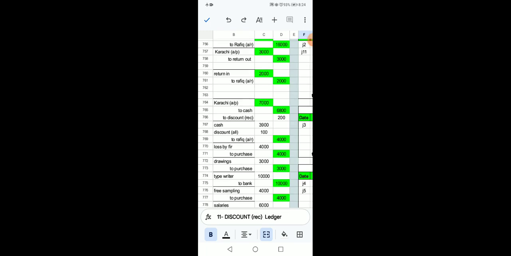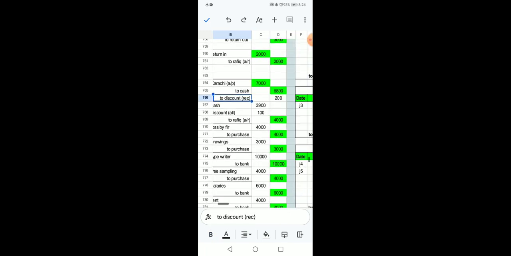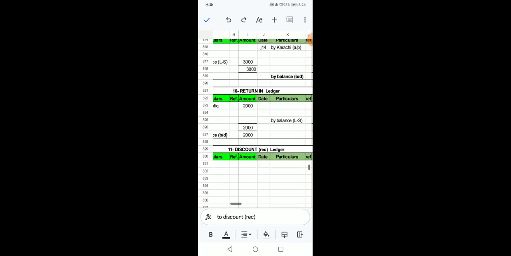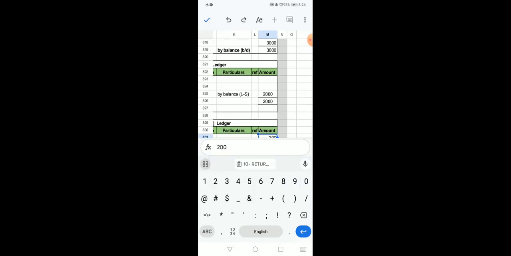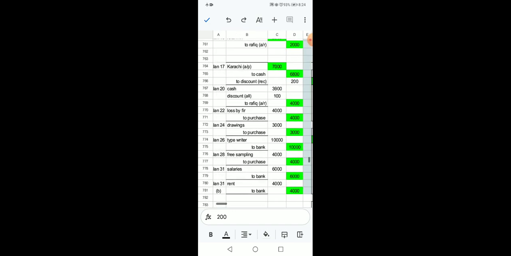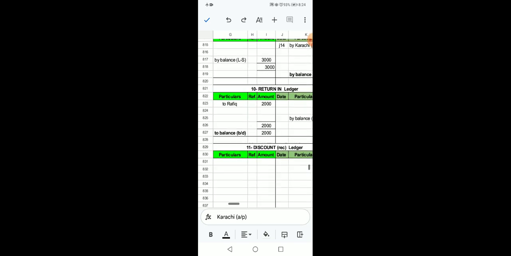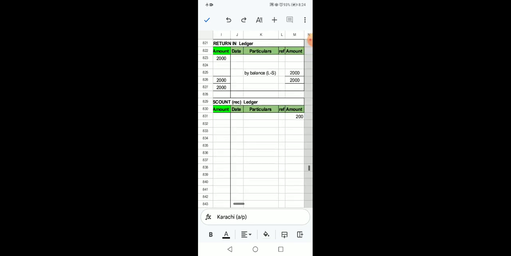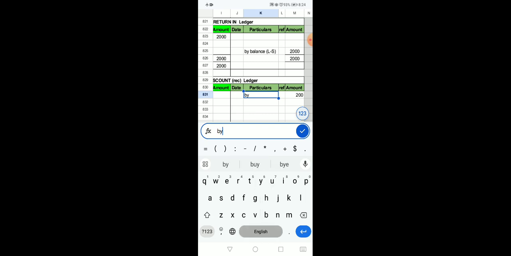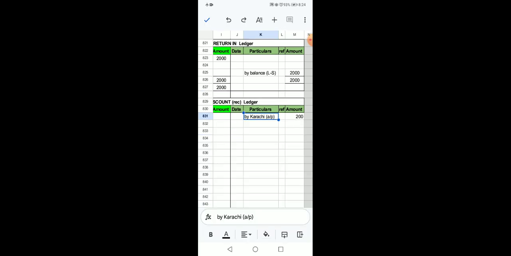So come over here, you have seen discount received, it is credited by 200. Go to your ledger and choose the credit side, write 200 over here. See what is the reference of this 200. This is your discount received. What is written on the opposite side? Karachi account payable. Go to the ledger and write down by Karachi, and it was your account payable. Mentioning account payable is also very helpful.